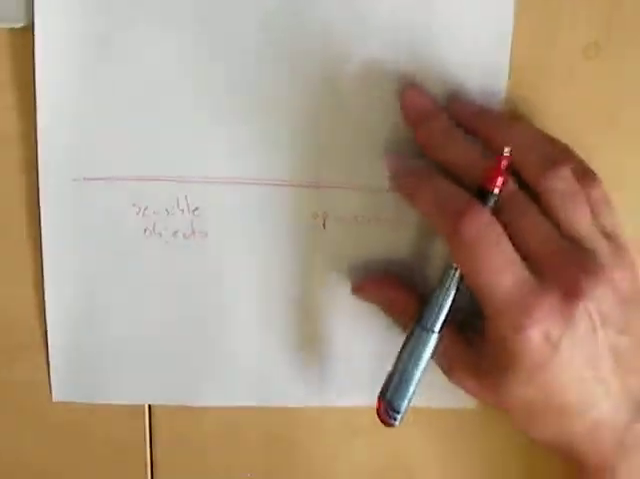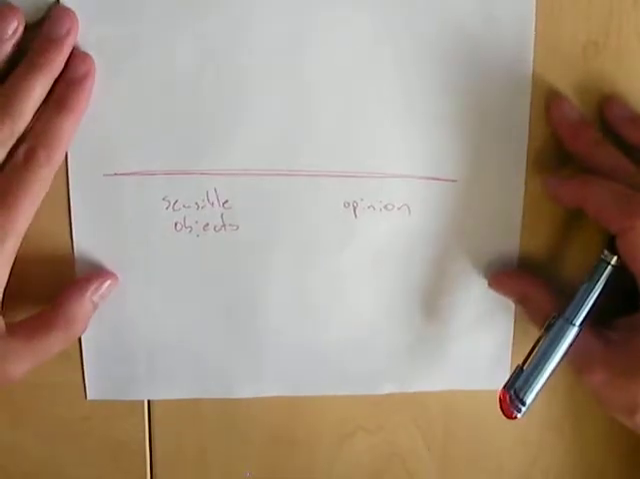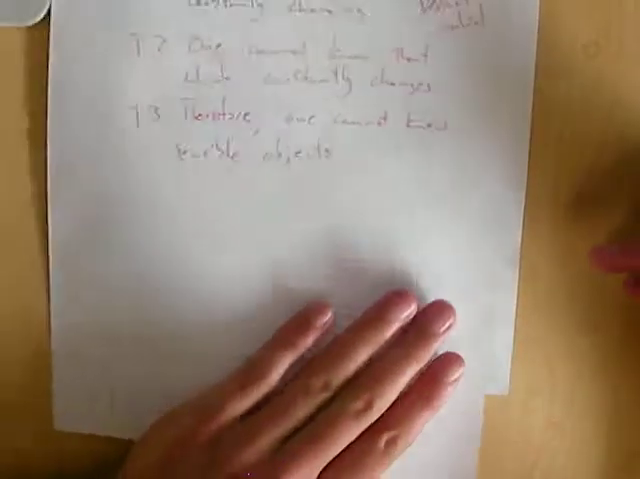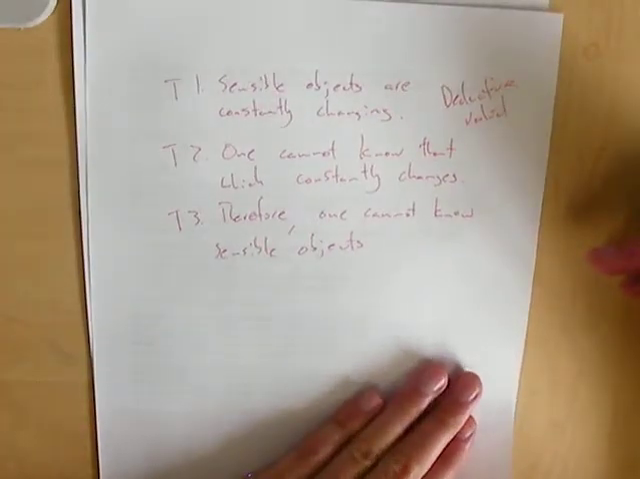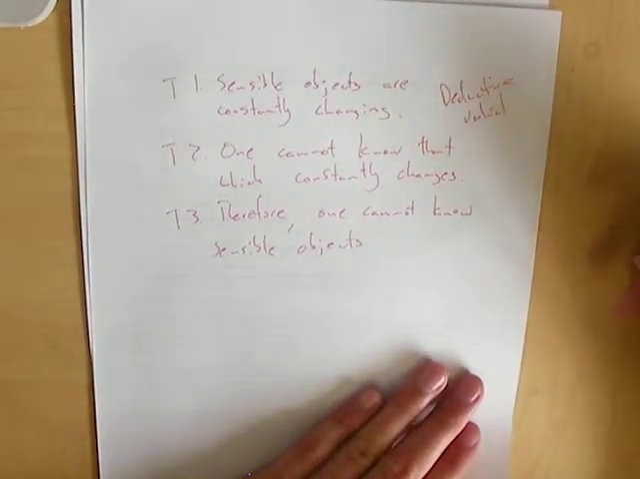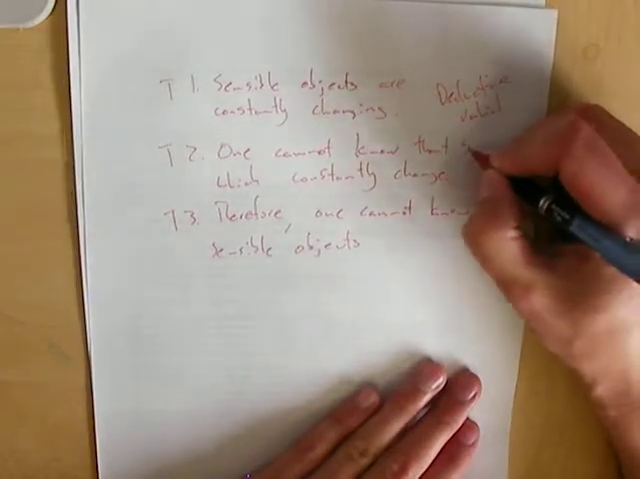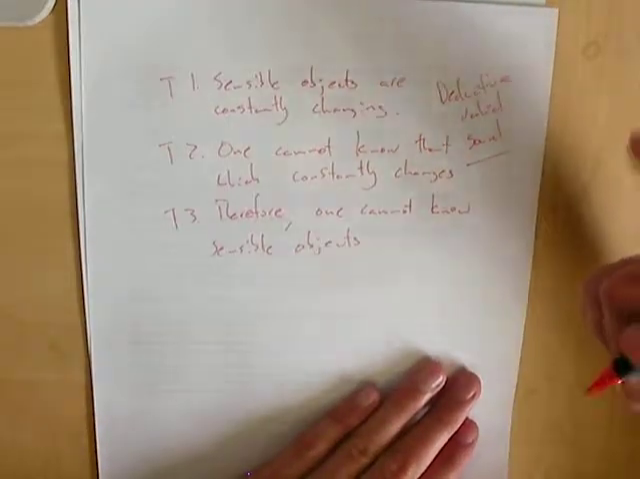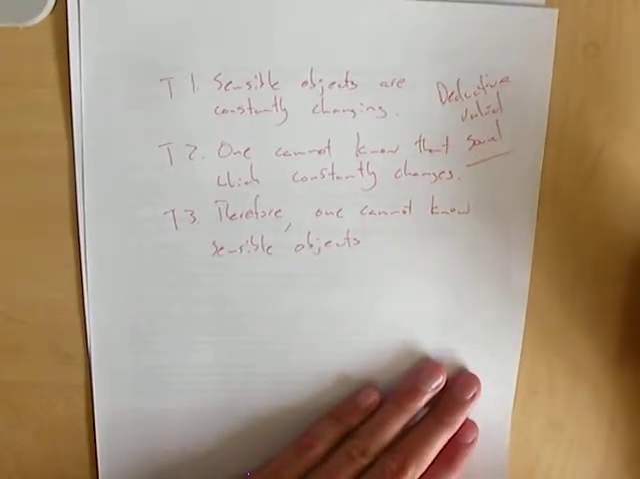The conclusion seems fishy initially. What do you mean you can't know sensible objects? Well, there is the argument laid out formally. It's deductively valid. It looks like the premises are true. And so here's the term for this. That would make the argument sound. Number one, it's valid. Number two, it has all true premises.